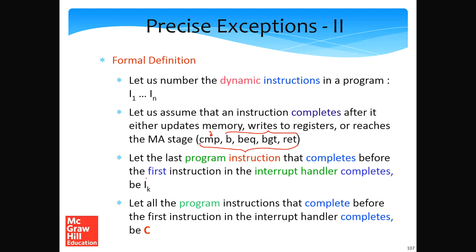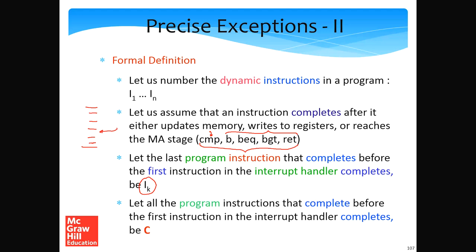Ik. Alright? So the reason that we are defining so much is basically because in a pipeline there will be multiple instructions at one point. If this is a pipeline, we'll have 5 instructions at the same time. Let's assume that at this point the interrupt arrives. So what do we do?